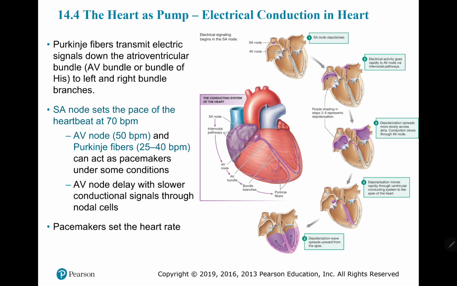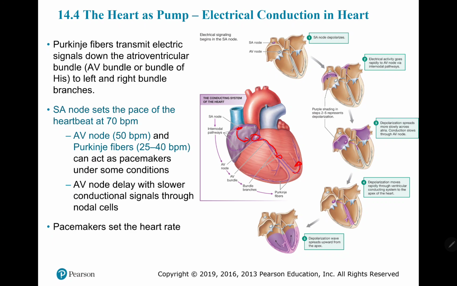Now, because your SA node will fire, that information, electrical signals will travel through these internodal pathways. It'll go to your AV node, right? Things like that. And then that electricity will continue to travel down the bundle of His, or the bundle branches, to the Purkinje fibers, right? And so it's the Purkinje fibers, they're actually able to transmit electrical signals down the atrioventricular bundle to the left and the right bundle branches, okay? And so they can express that electricity and help with those contractions of those ventricles, really.